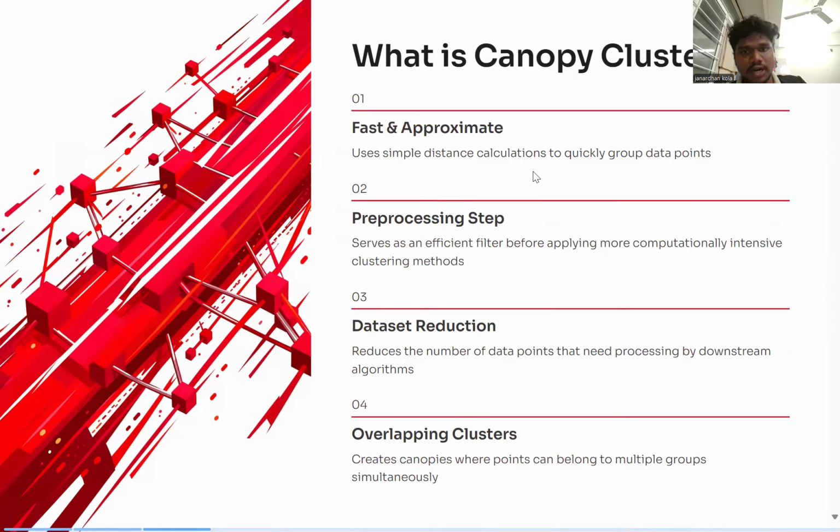What is canopy clustering? It is fast and approximate. It uses simple distance calculations to quickly group the data. It has processing steps and serves as a preliminary filter before applying more computationally intense clustering methods. It also does dataset reduction, reducing the number of data points that need processing by downstream algorithms. The fourth one is overlapping clustering, creating canopies where points can belong to multiple groups simultaneously. So canopy clustering acts as a filter before applying algorithms like k-means.